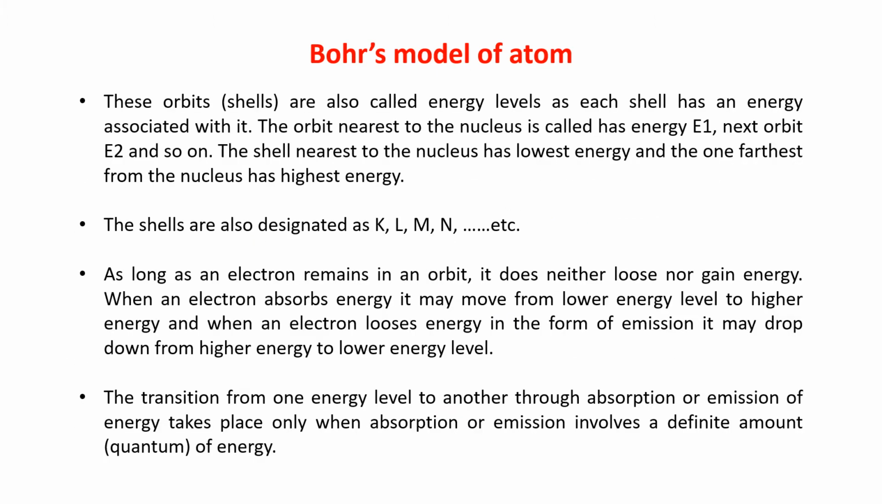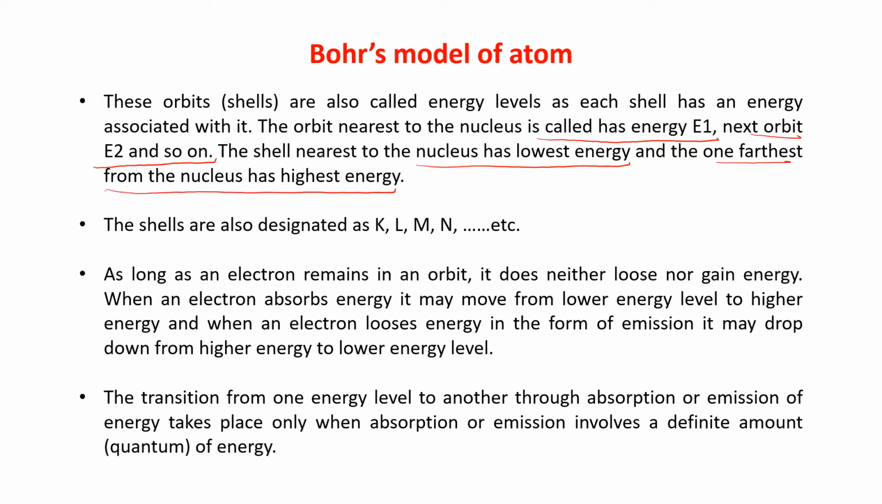Next point, these orbits or shells are also called energy levels, as each shell has an energy associated with it. Each shell is having a particular energy. The orbit nearest to the nucleus has energy E1. Next orbit is E2 and so on. The shell nearest to the nucleus has the lowest energy and the one farthest from the nucleus has the highest energy.